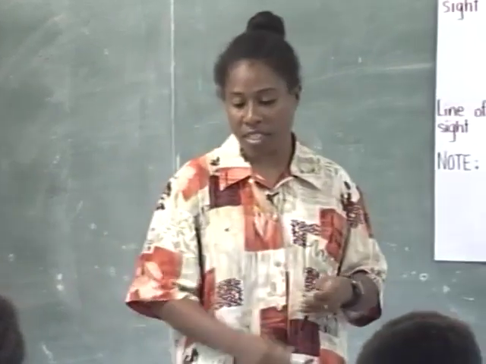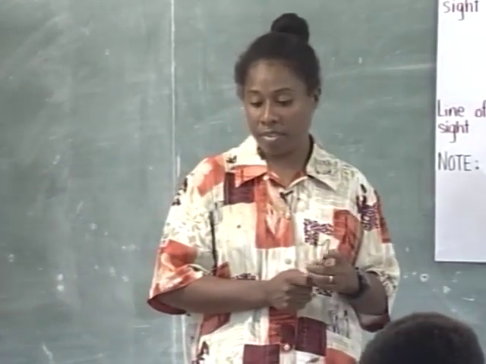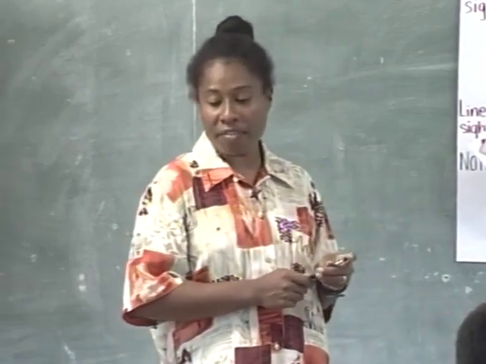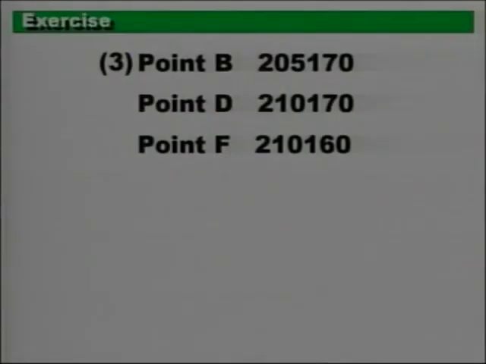Okay, grid reference for point B. 205,170. Yes? Okay, that's for the first point, point B. Point D, 210,170. Okay, and point F, 210,160. Happy with the answers for the grid reference? Okay, good.